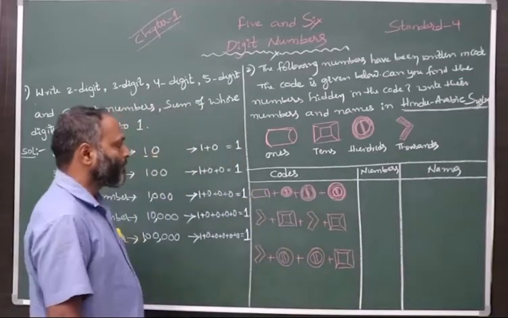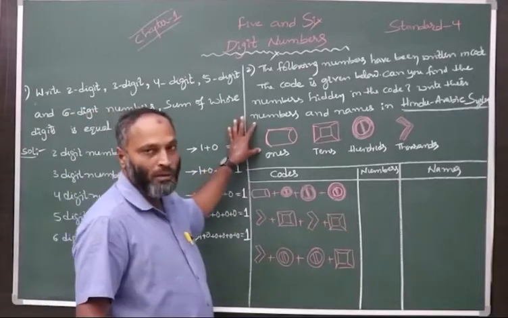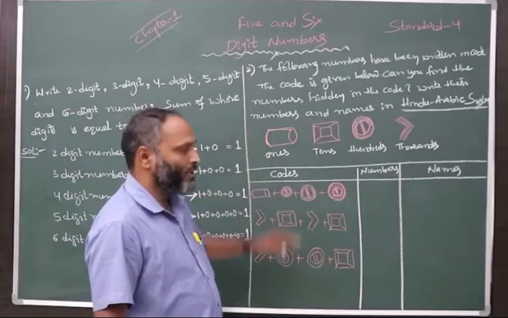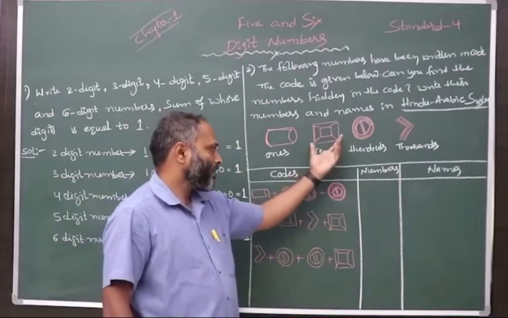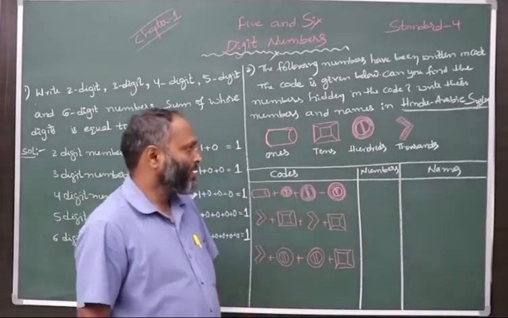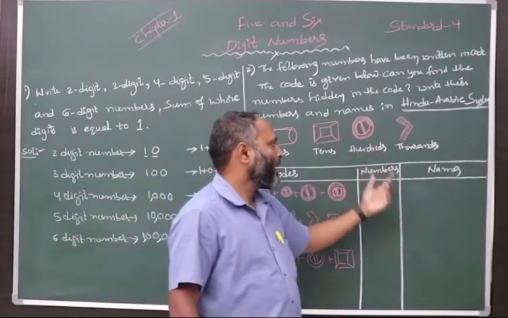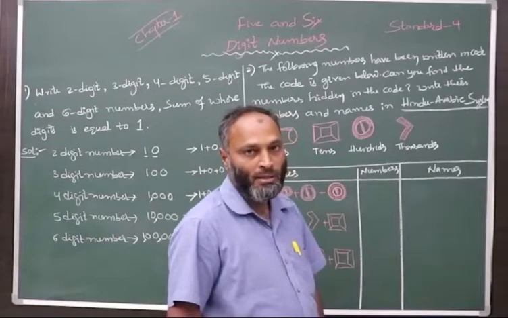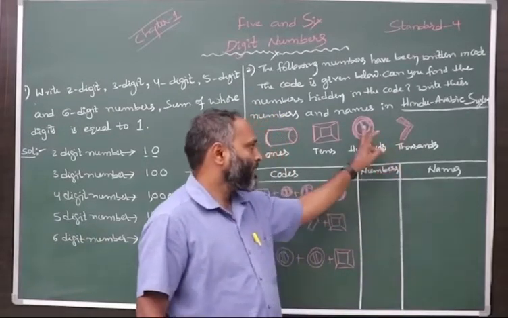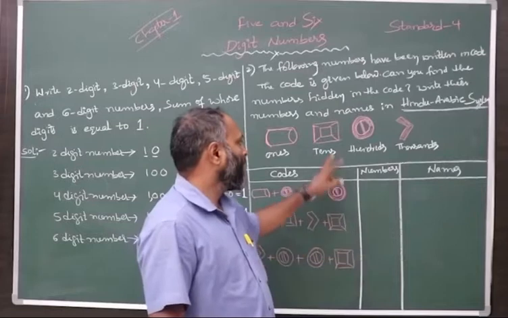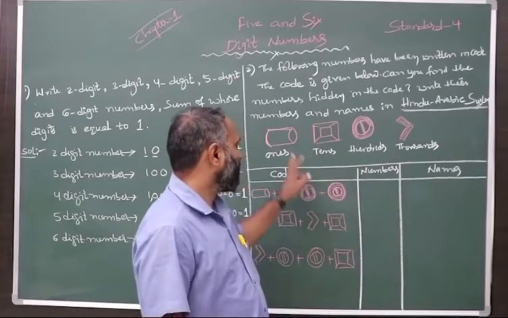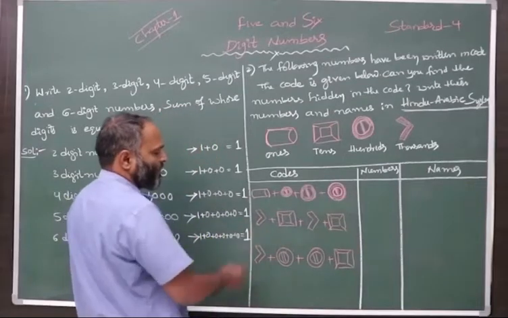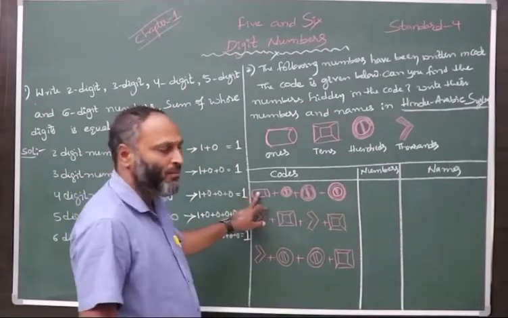Then the codes given here. This cylindrical shape is ones. This square shape is 10. This circular shape is 100. This arrow type is 1000. Arrow type is 1000, circular shape is 100, square shape is 10 and cylindrical shape is ones. Here, in the first question, he has given a cylindrical shape. Cylindrical shape means 1.